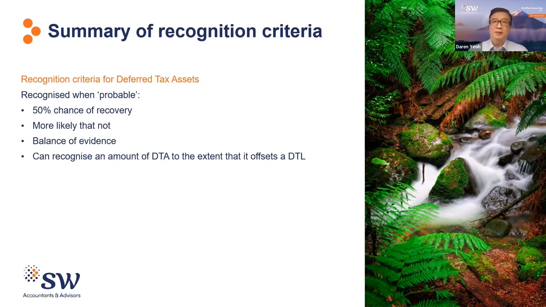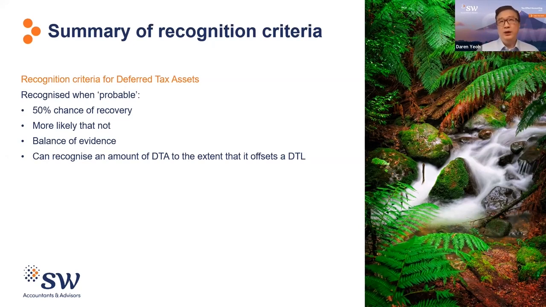So in order to demonstrate that it is probable that you'll use the temporary differences and revenue losses, you need to demonstrate that it's more than a 50% chance that you'll use those deductions and losses. So there's no set rules of how much more. It could be 50.1% or it could be 70%. You can determine that number based on your internal policies.